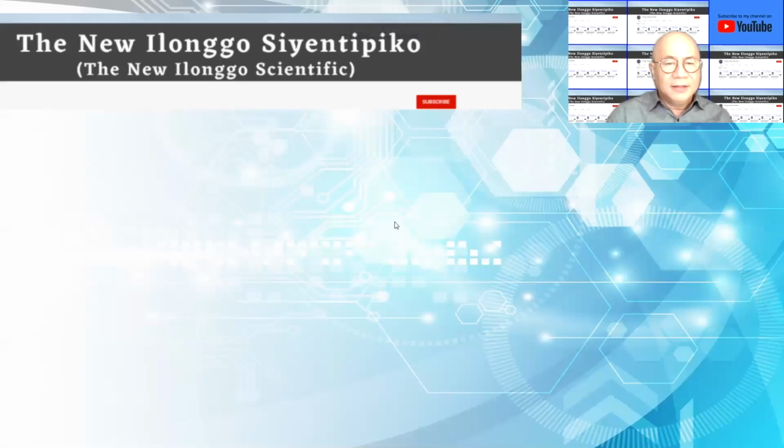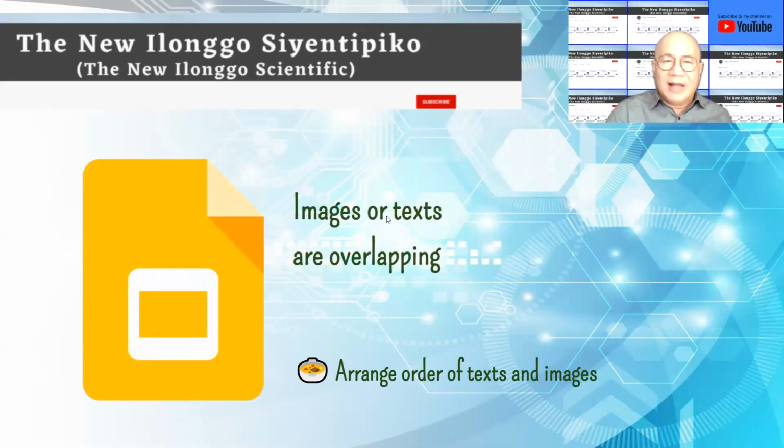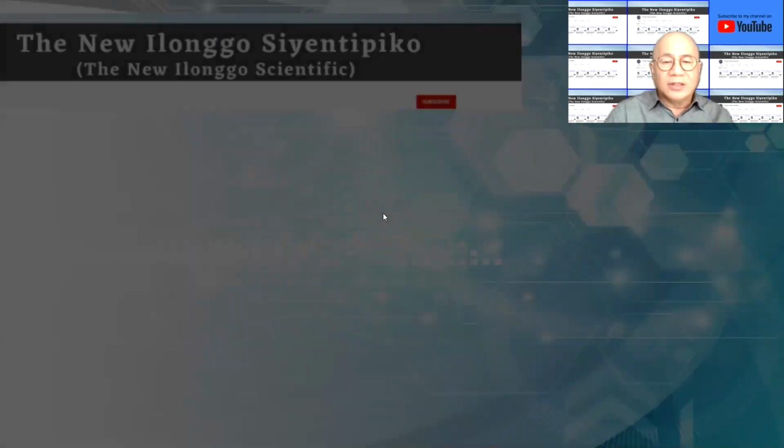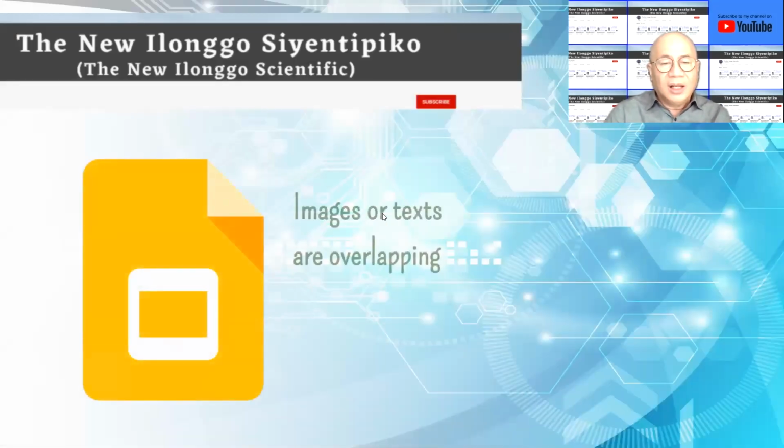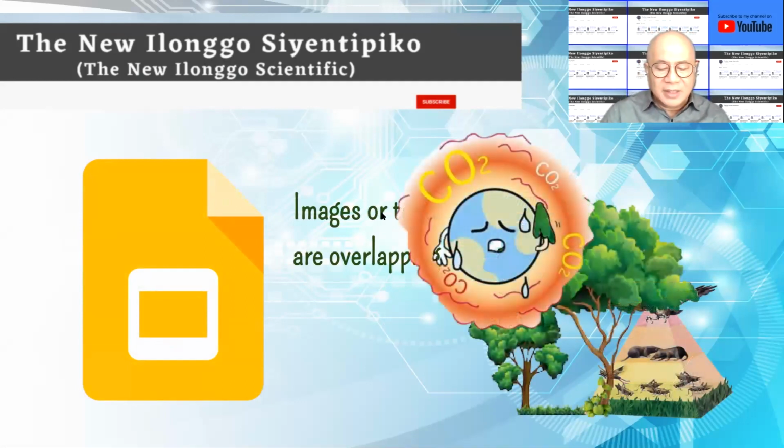It is also possible that some of the texts and images that we insert in our Google Slides end up overlapping. When this happens, you can arrange the order of the text or the images so that one is properly behind another, or one image or text is in front of another.